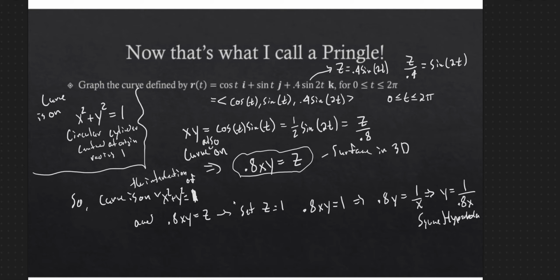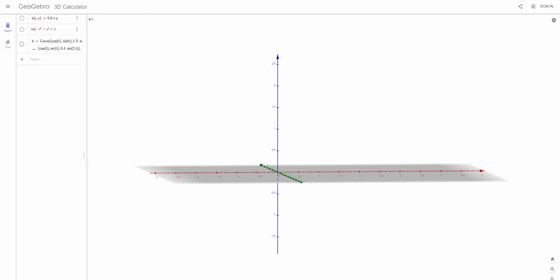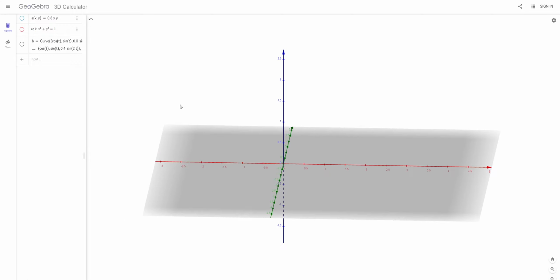But if you look at, well, let's just graph it and see what it is. We know at least one of the traces is hyperbolic. Let's go ahead and graph those two surfaces. And then that'll tell us what the curve is generating, or what the curve is. So let's go to GeoGebra here. I'm working again in GeoGebra 3D as I've done in the past.